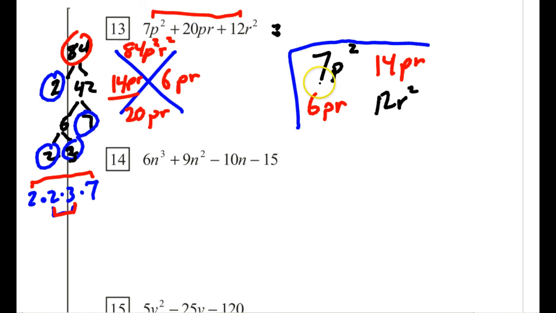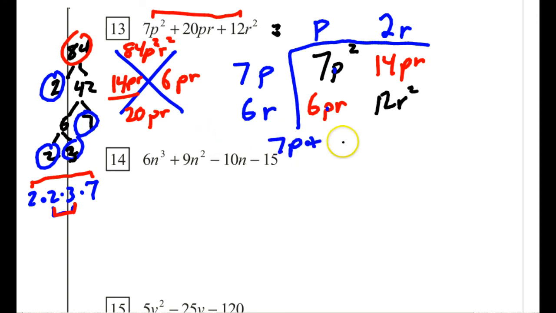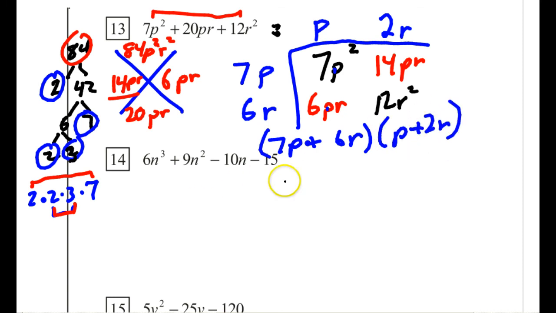The GCF of the first row is 7p. GCF of the second row would be 6r. GCF here, they just both have a p in common. And GCF here will be like just 2r. So there are your 2 factors: 7p plus 6r times p plus 2r, and you can do a check to make sure that works.